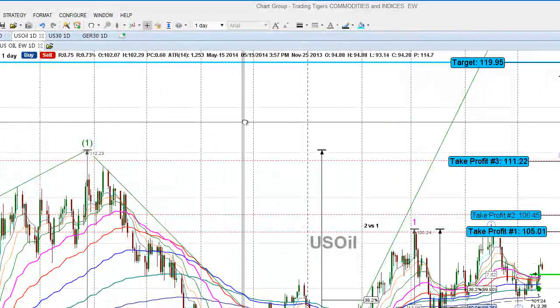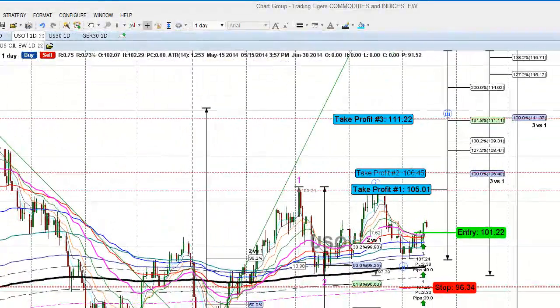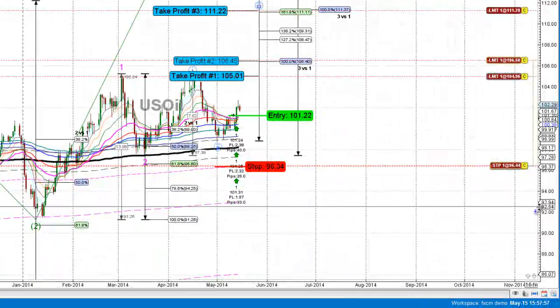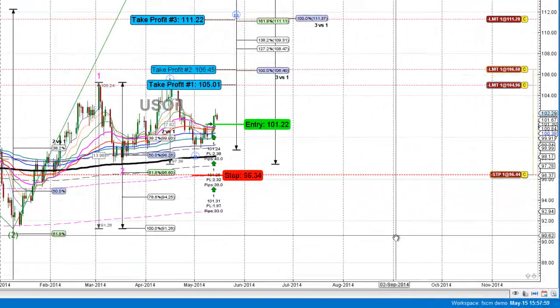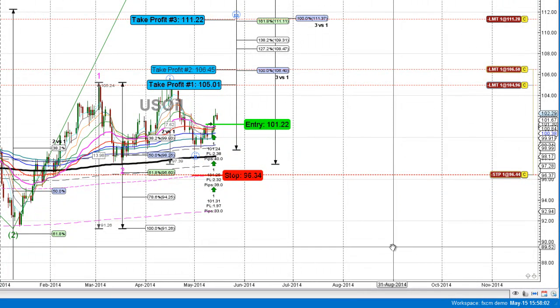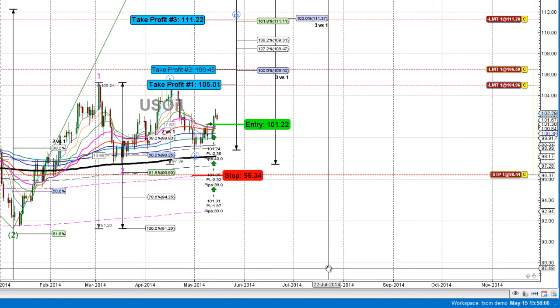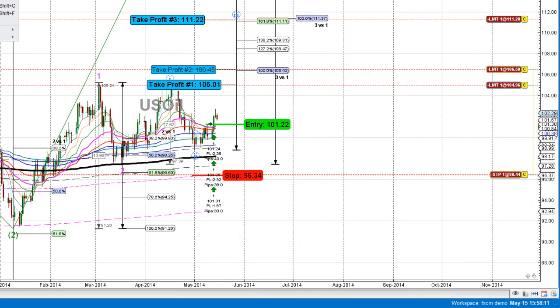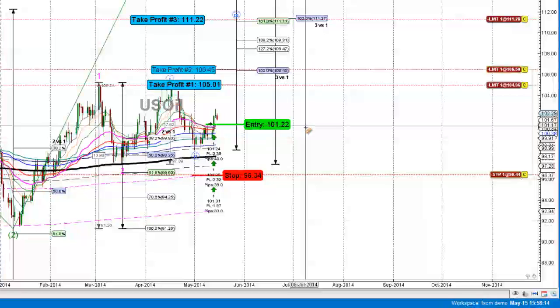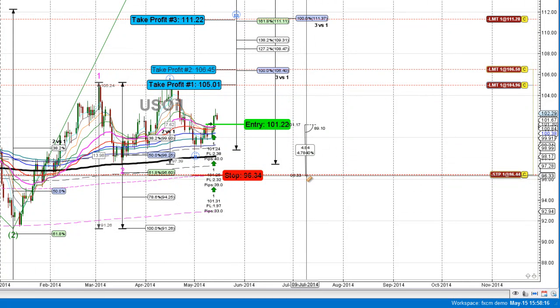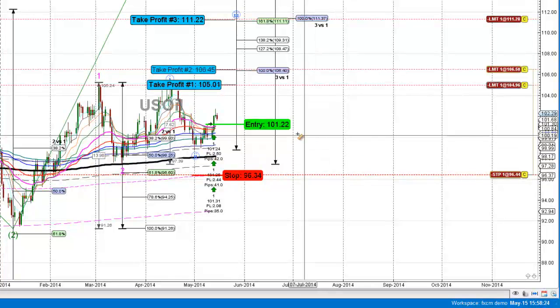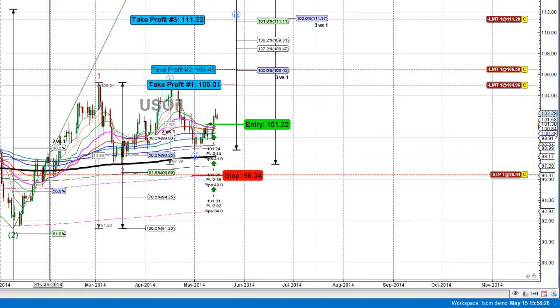Okay, let's move now to USOIL, which is following the WTI, American oil, and we've taken a long position. We took 3 lots 2 days ago, on the 12th of May, at entry at 101.22 with a stop level at 96.34. Our price point is quite significant in terms of price, and our stop level is 96.34 and entry 101.22.